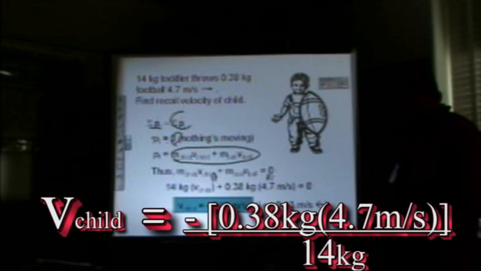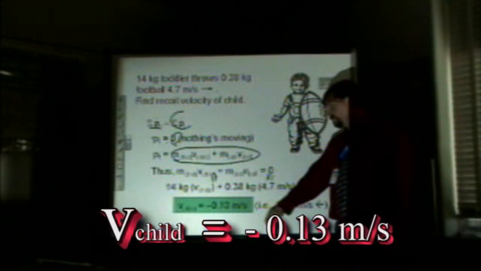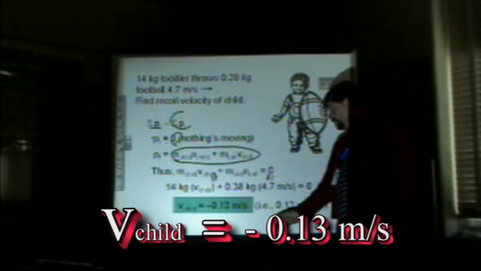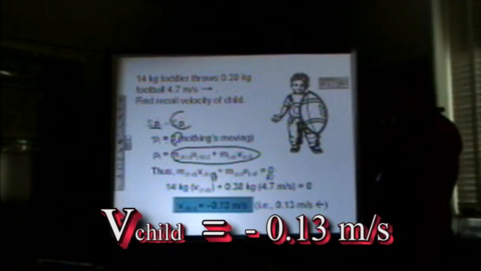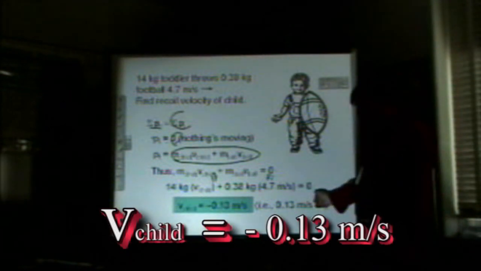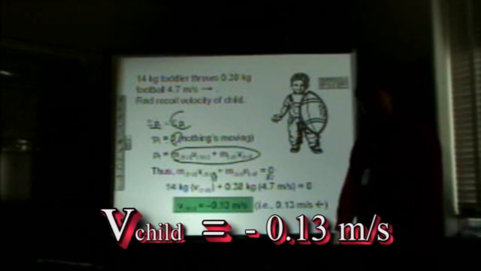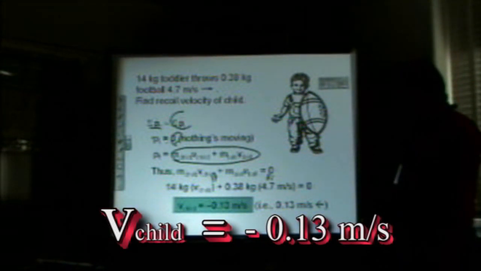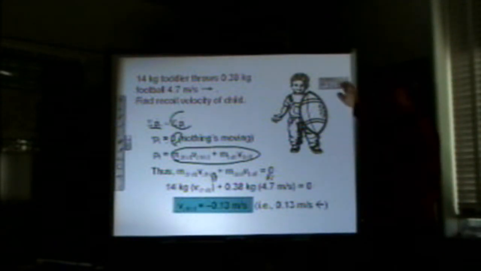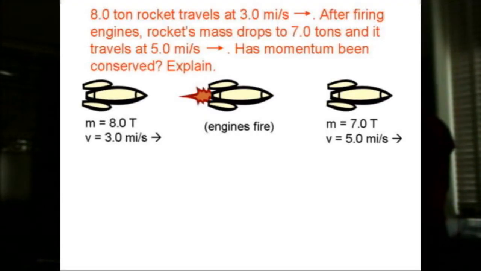And once again, we see that this is negative, which means that if positive is to the right, negative is the velocity to the left.